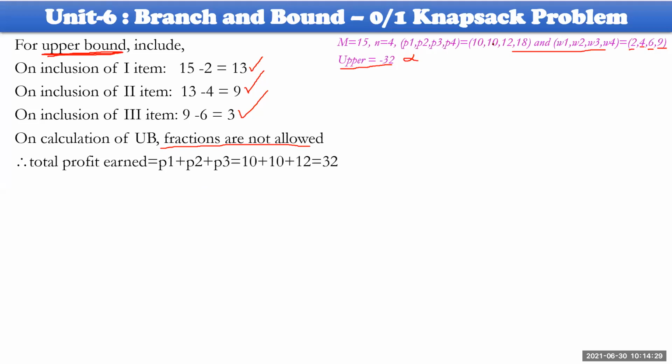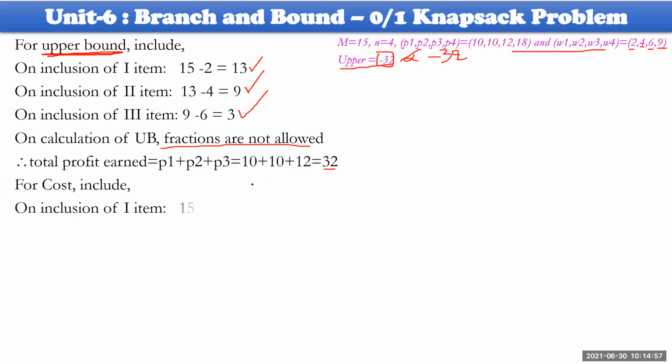That is 10 plus 10 plus 12, that is 32. Okay, initially it is infinity. So now the upper bound value will be 32, so we write minus 32, cancel this one and apply minus 32 here. That is why I have directly written it here, minus 32. So 32 is the upper bound value at the root node.